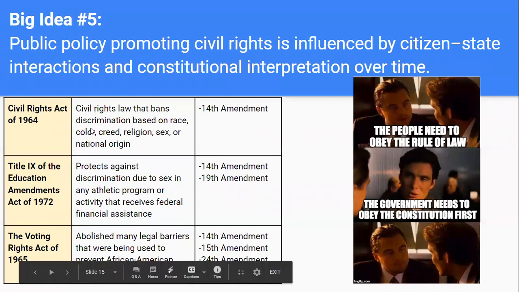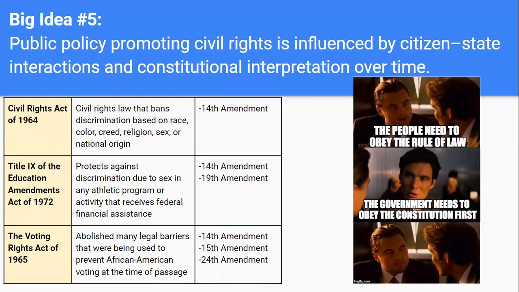Civil Rights Act of 1964. This is a result of the Letter from Birmingham Jail, the civil rights movement, obviously. Ten years after the Brown versus Board of Education decision, segregation and discrimination are still happening in public schools. Brown versus Board struck that down, but the states were not complying. So the Civil Rights Act of 1964 makes it a federal crime to discriminate based on race, color, creed, religion, sex, or national origin.